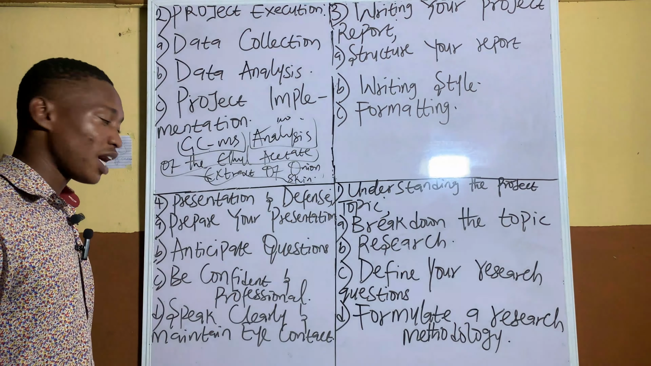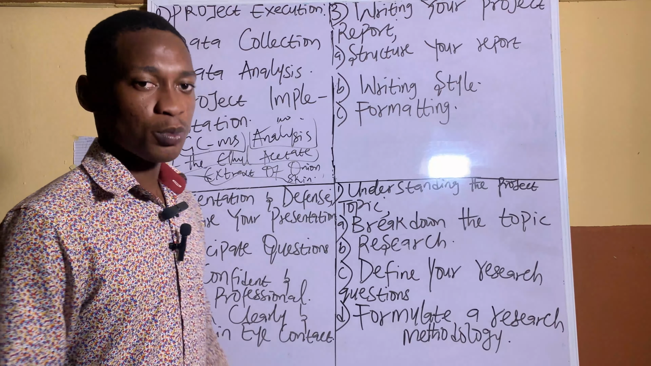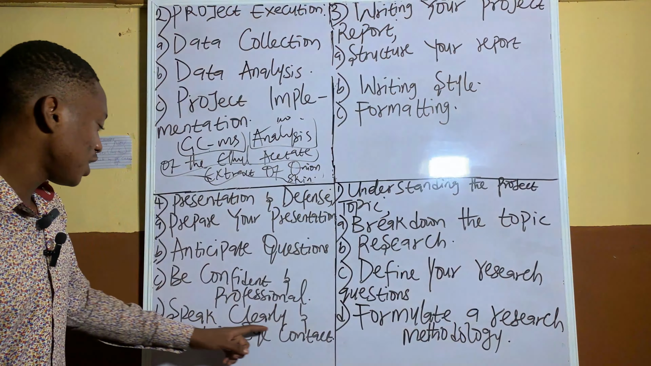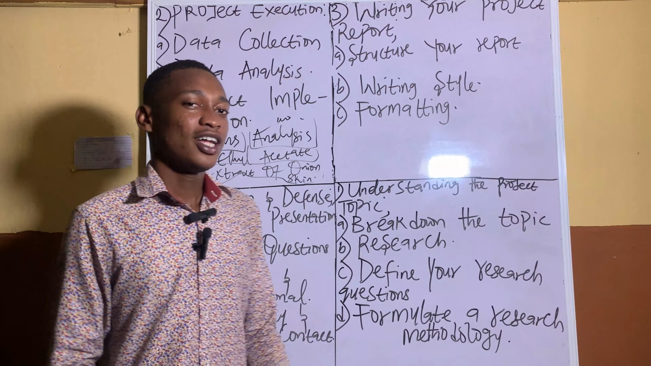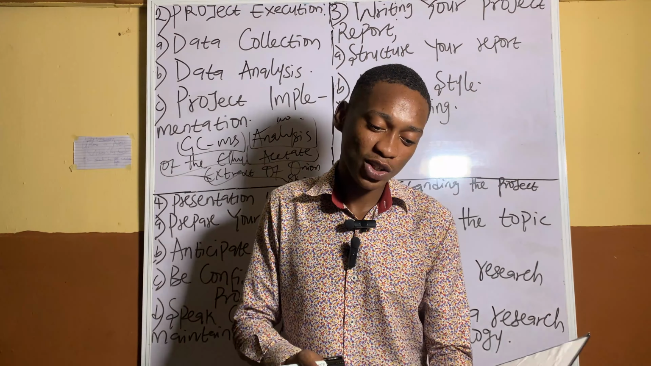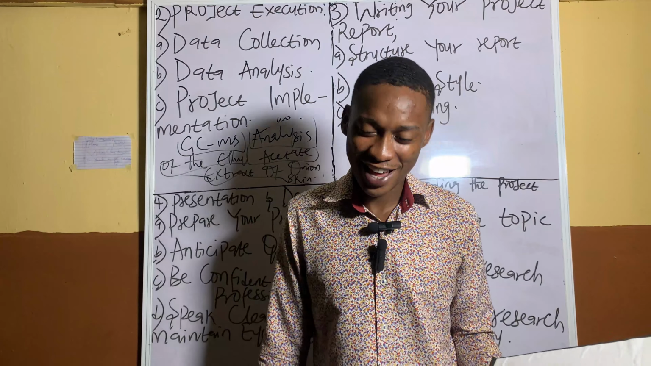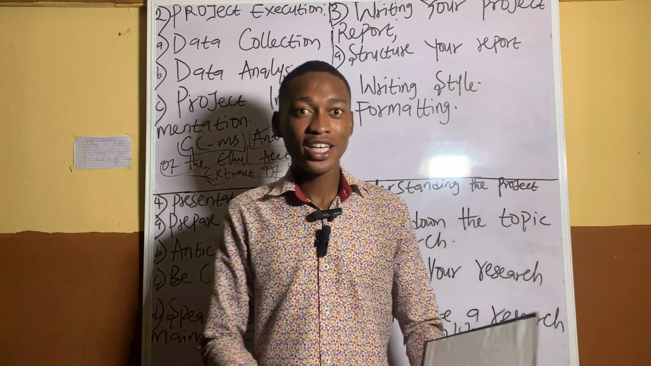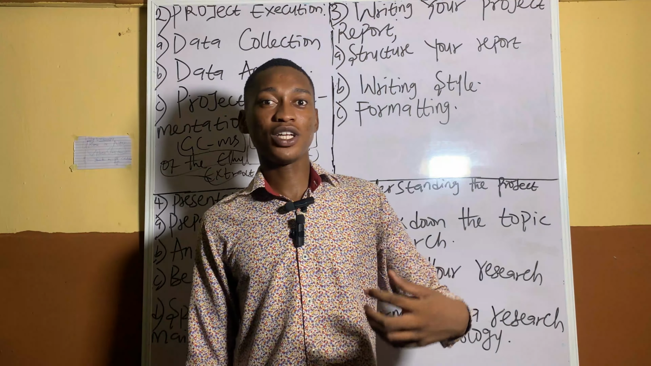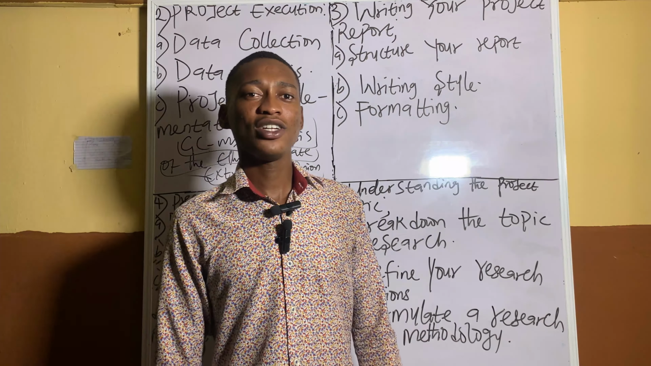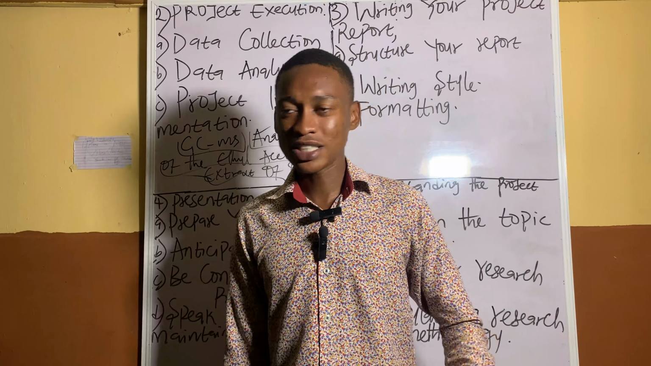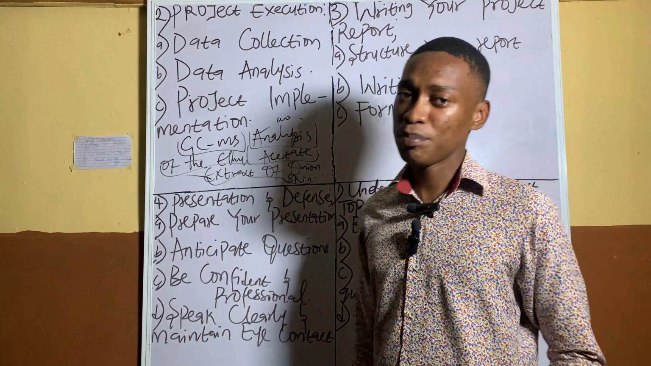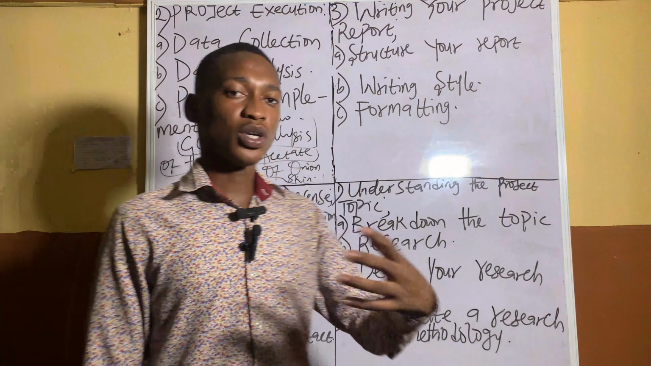Now, be confident and what? Professional. Dress professionally, dress good. And then I say, speak clearly and maintain eye contact. Not when your lecturer or supervisor is asking you a question, you're looking away. Maintain, look at him or her eyeball to eyeball. It's a method of building confidence. It's a method of telling the person, I know what I'm saying. You understand? So, maintain eye contact and be what? And speak clearly. Be confident as well. So I know that you can do well in your project.